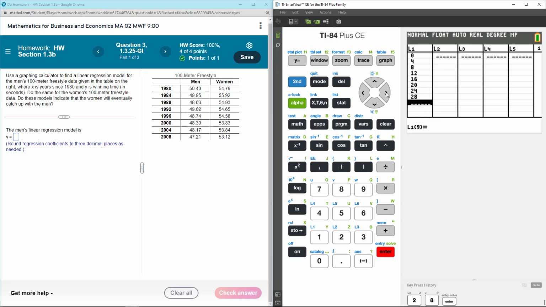So we want to move our cursor over to L2, and here we want to put in the men's times. 50.40, enter.